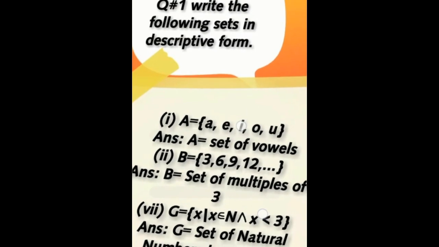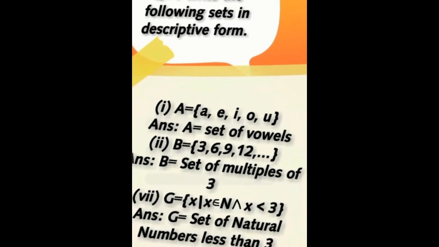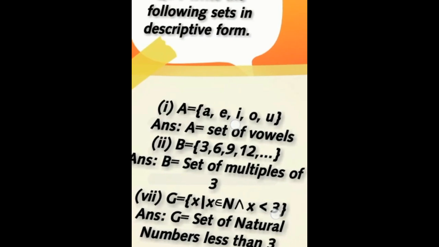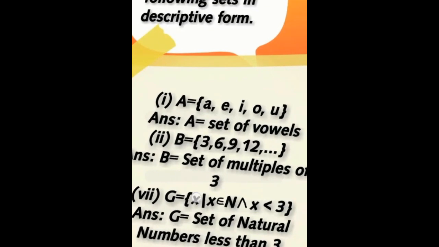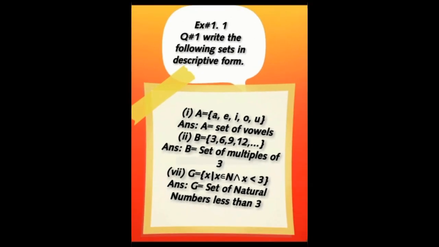Second part of the question is {3, 6, 9, 12, ...} and so on. We can see that these are the multiples of 3. So its descriptive form is set of multiples of 3. Dear students, seventh part of the question is in set builder form, that is {x | x belongs to natural numbers and x < 3}. So its descriptive form will be set of natural numbers less than 3. Remaining parts of this question are left for you for practice.